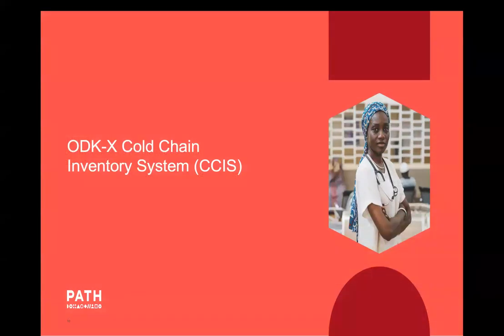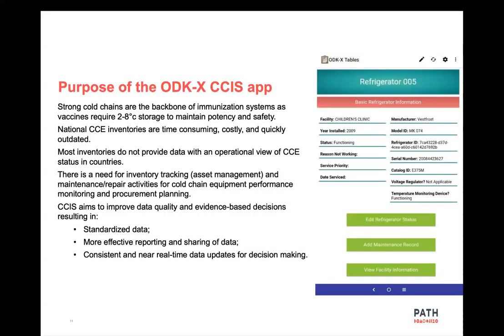All right, so Matt, can you please explain the CCIS? Sure, thanks. Sorry, my little computer issue there. We launched what is called the CCIS, or Cold Chain Inventory System, in Uganda just this past year. And the purpose of it is, as many of you know, cold chains are the backbone for a strong immunization system, especially for the storage and transport of the vaccines.